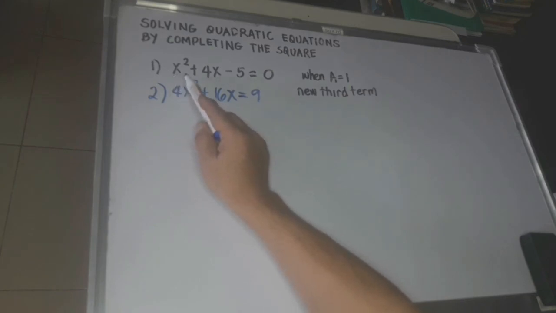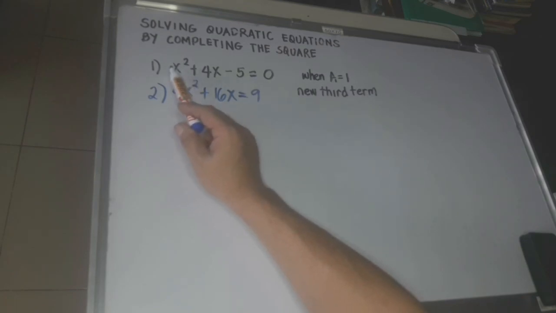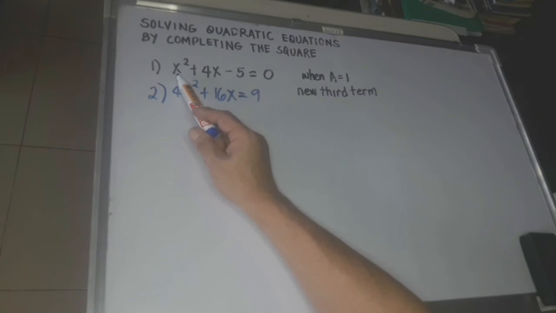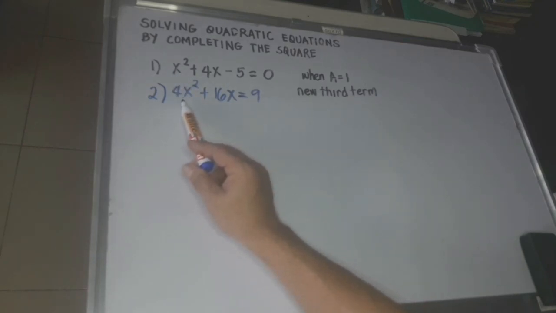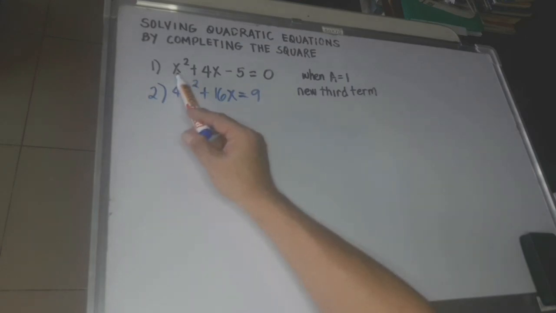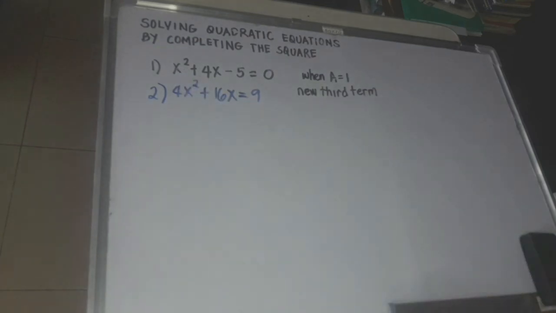In the first equation, the first term, or the quadratic term, is x squared, wherein the numerical coefficient of the first term is 1. And in the second equation, the quadratic term, or the first term, is 4x squared, wherein the numerical coefficient of the first term is 4. Let's try first equation 1 when a is equal to 1.